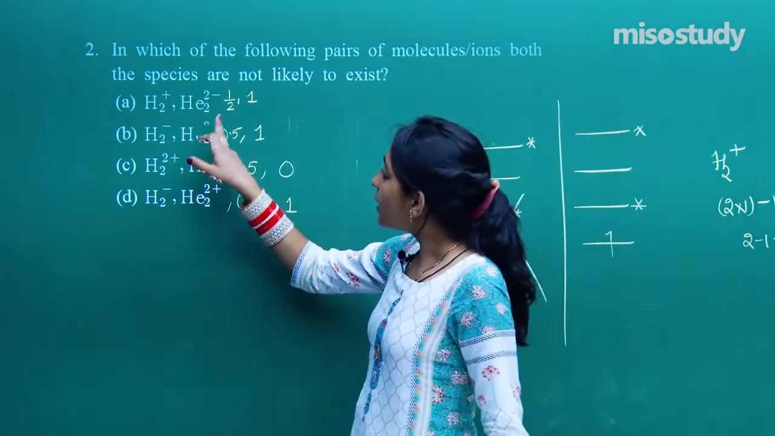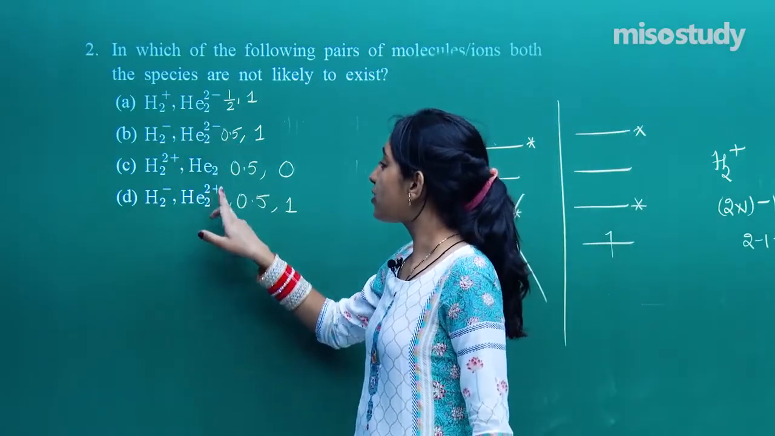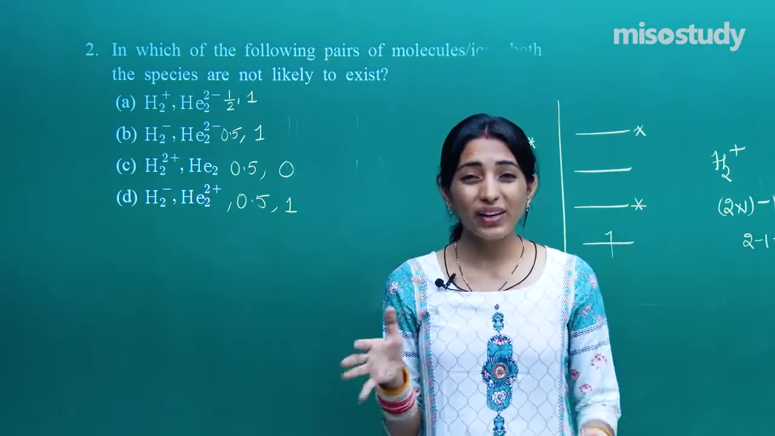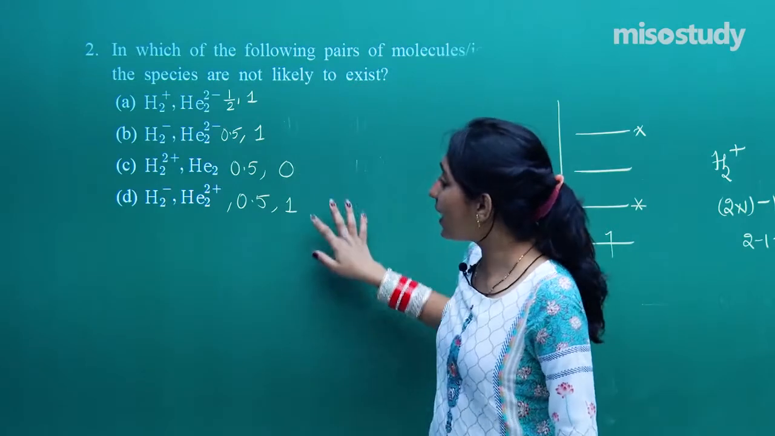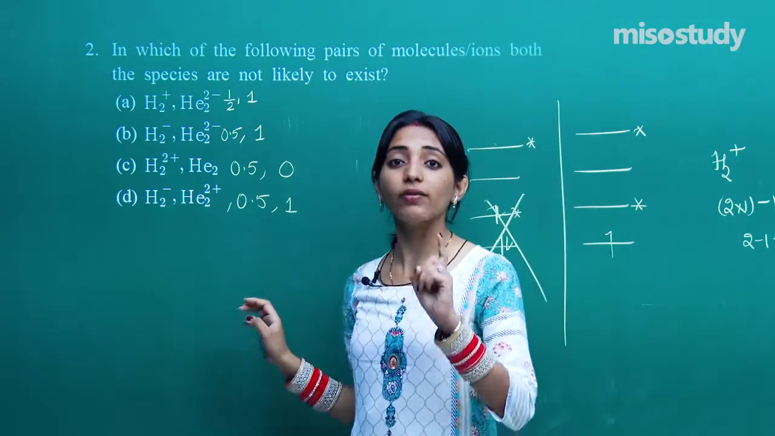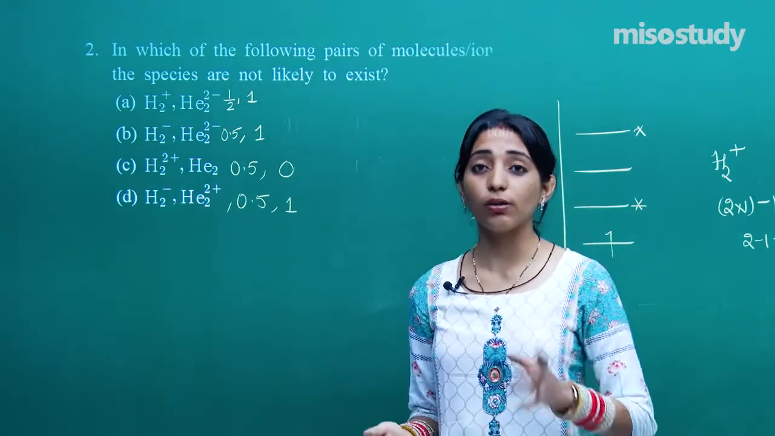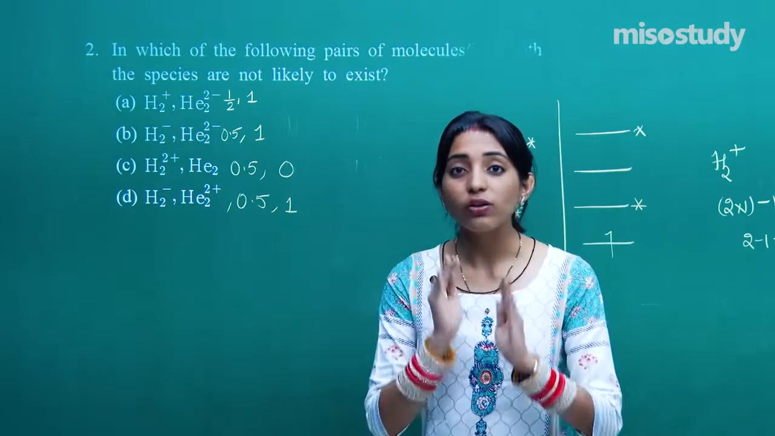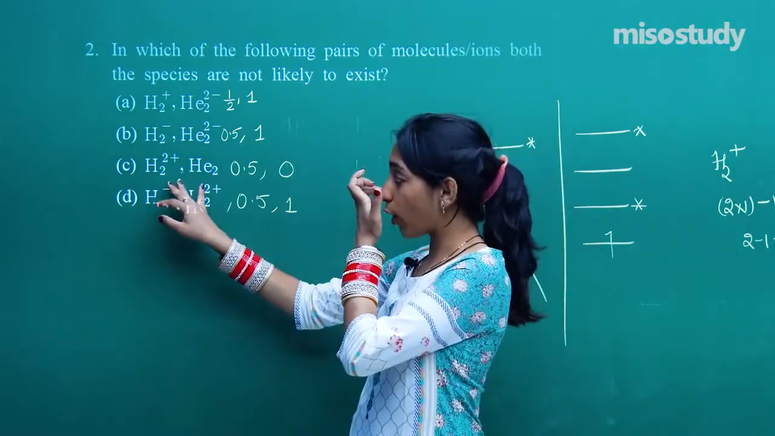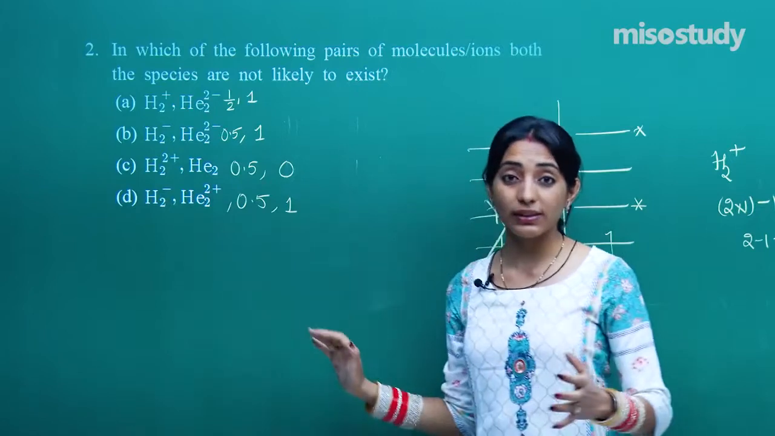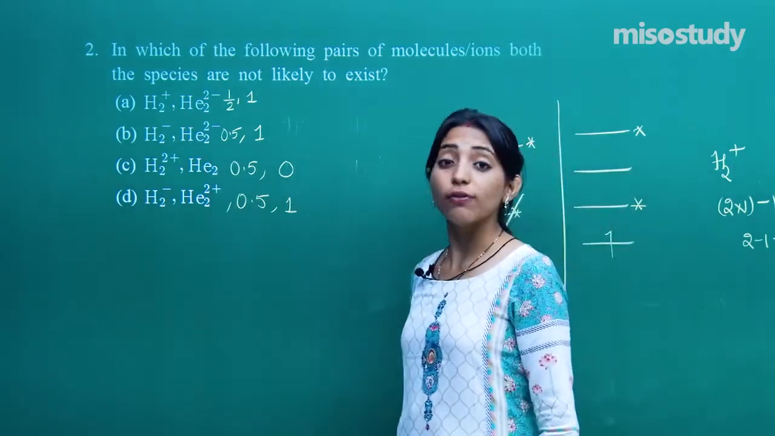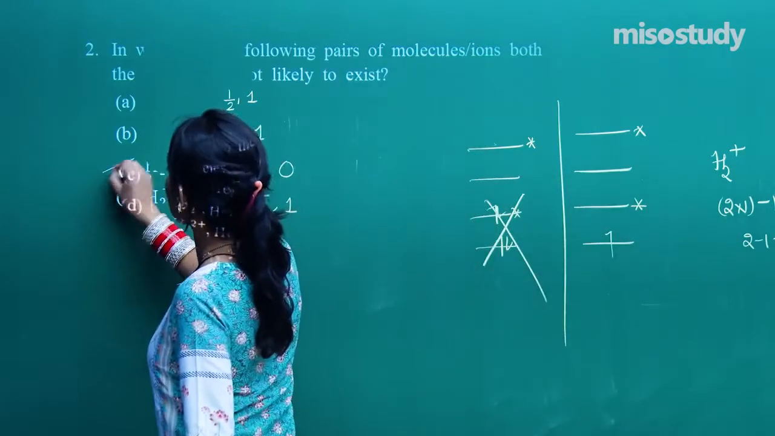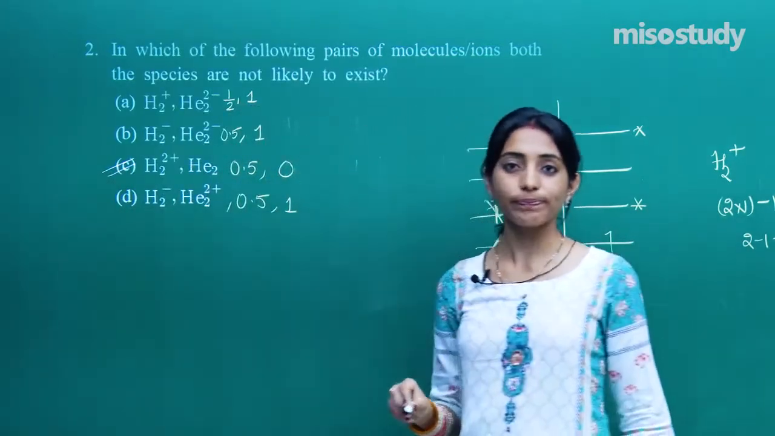So see, here bond order 0.5, 0.5, 0.5, 0.5 is same. So there is a little dicey situation. But in option number A, B and option number D, they have another molecule having bond order 1. So that will exist. But only and only in option number C, the bond order is coming out to be 0. That means no existence at all. So the best suited option for this particular question which I can figure out is option number C.